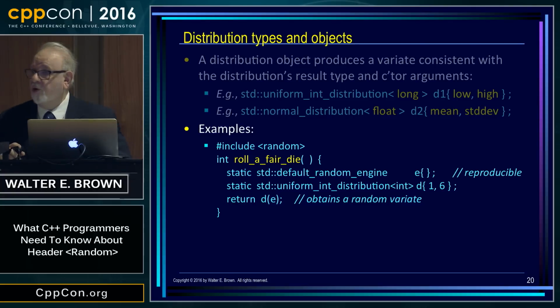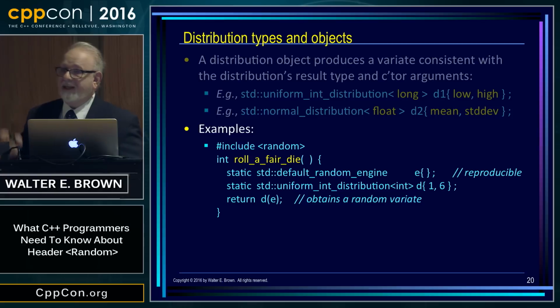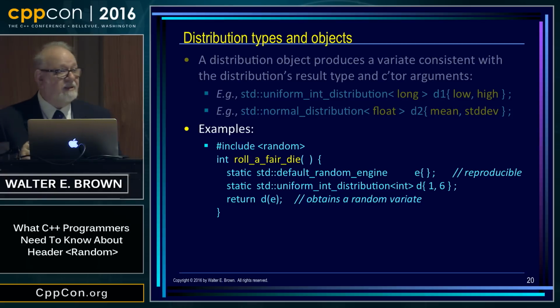And then what you do is you call D of E. And again, as I said, all you're doing with the engine is handing it over to somebody else, in this case, the distribution. And for 90% of the use cases that I've seen in the last 15 or 20 years, this is what you want to do. This is necessary, and typically it's sufficient.